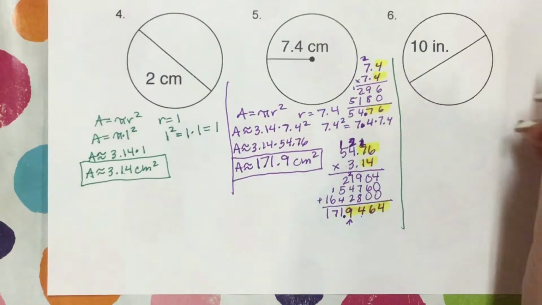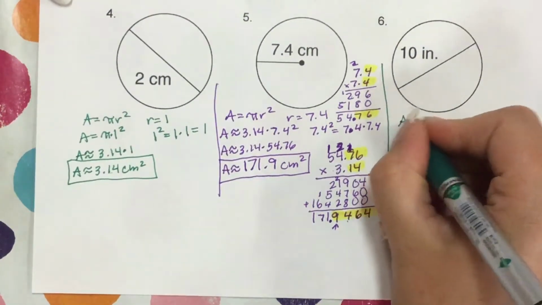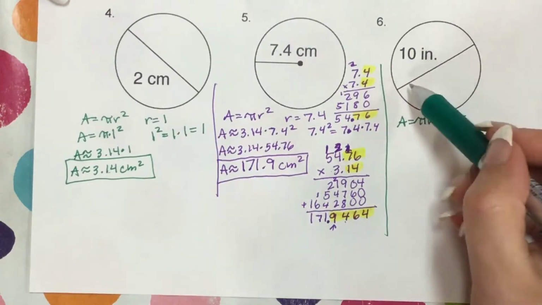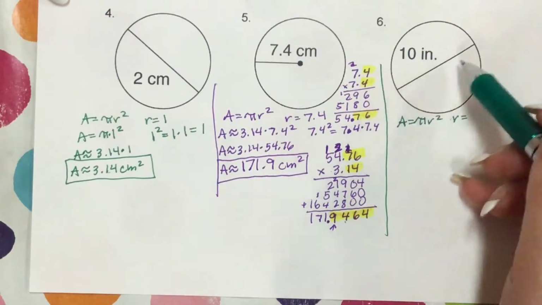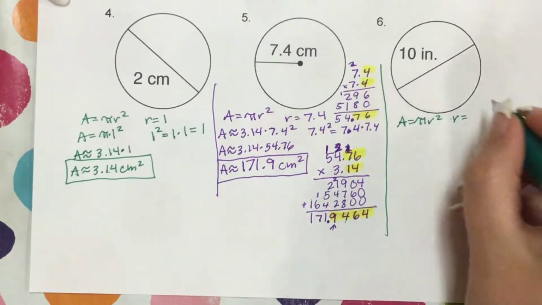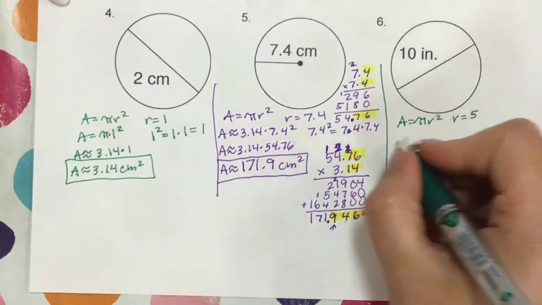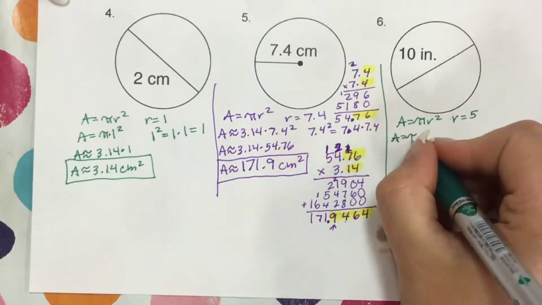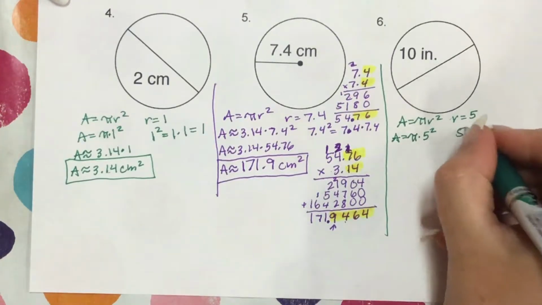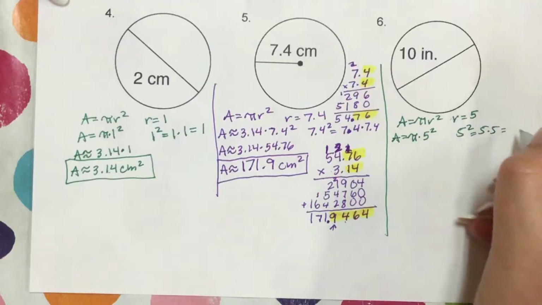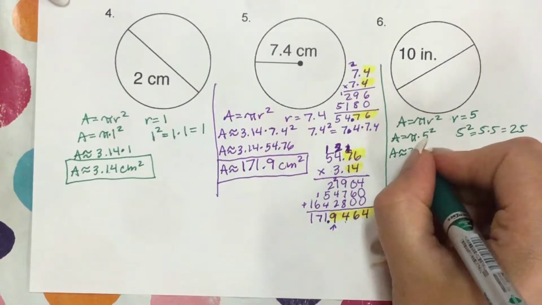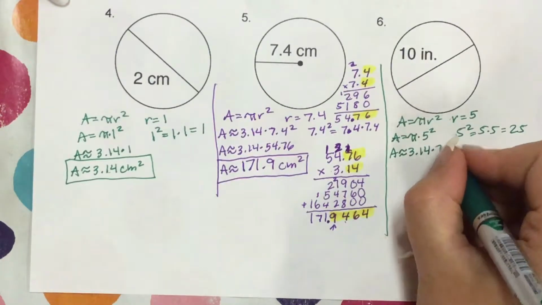We're still finding the area, so we're going to write that formula first thing. Area equals pi r squared. Our radius is equal to, well, this is the diameter. The diameter is 10. Our radius is half of the diameter, which would make that 10 divided by 2, which would be 5. Perfect. Okay, so area is equal to pi times 5 squared. Okay, 5 squared is the same thing as 5 times 5, which is 25. We substitute that in. Area is approximately 3.14 times 25.